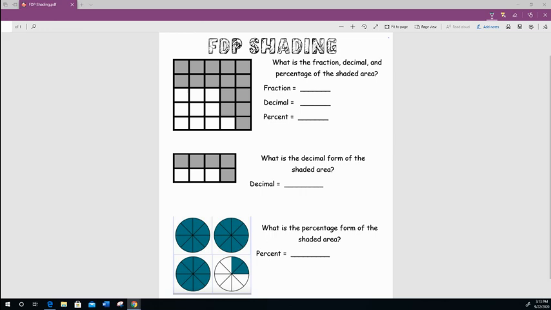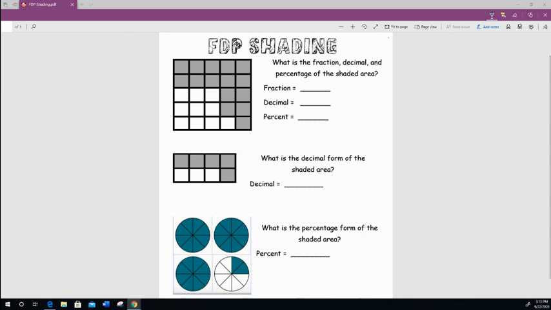All right, ladies and gentlemen, in this video, I'm going to go over how to look at fractions, decimals, and percents when there's shading involved. So here we have a grid, and it's asking what is the fraction, decimal, and percentage of the shaded area. So our job is to figure out what the fraction, decimal, and percent is of this gray part right here.